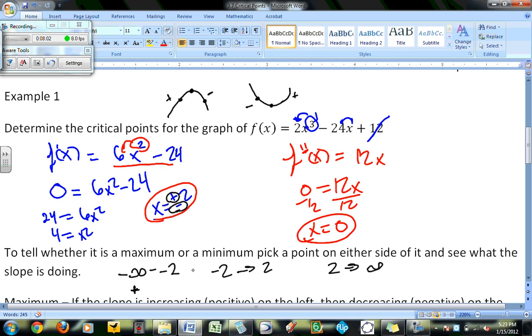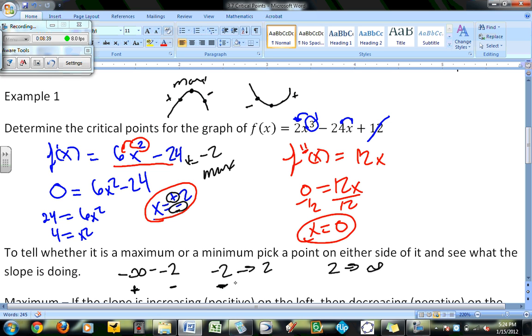And let's pick something on the right side. Let's pick negative 1. Negative 1 squared is 1, times 6 is 6. 6 minus 24 is going to be a negative number. So our slope went from positive to negative. So that would be this graph right here, which is a maximum. So at x equal to negative 2, we have a maximum. And now we know the slope is negative on the right side of negative 2, because we picked negative 1 and got a negative.